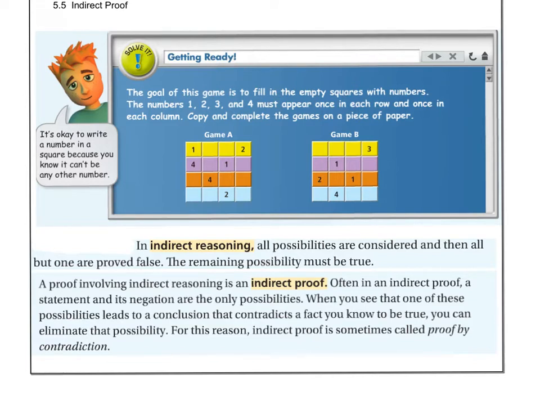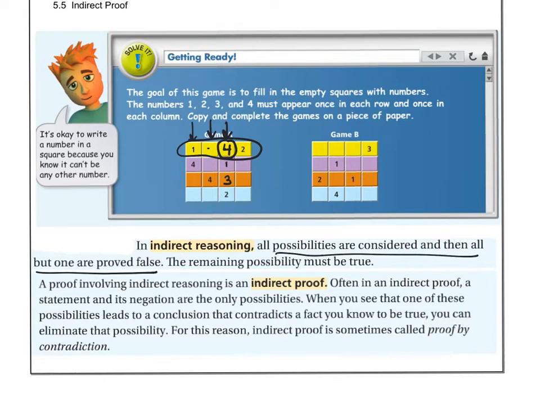So if we look, we have 1, 2, 4. If we look at this row here, we can see we need a 3 and a 4 in either one of these. But we already have a 4 in this column and this column. So the only thing left for this space is a 4. So all possibilities are considered, and then all but one are proven false. So we have a 1, a 2, and then a 4. This has to be a 3.